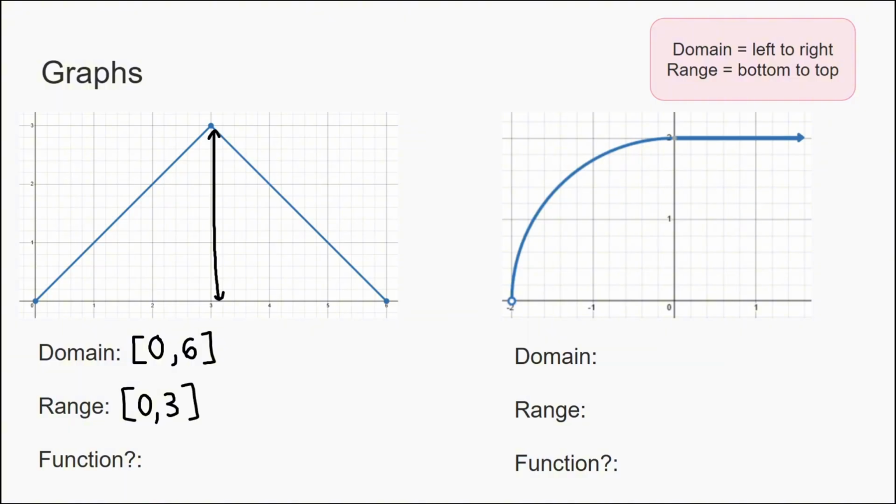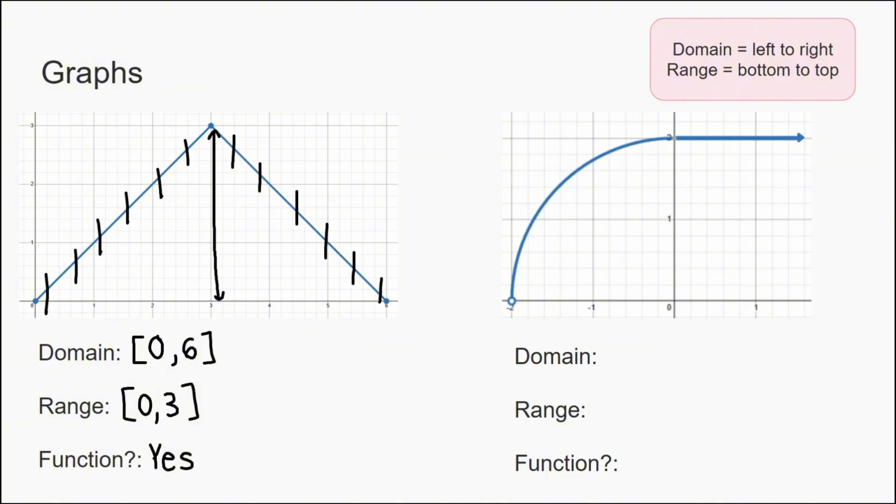Now, is this a function? Yes, it is a function because it passes the vertical line test. The vertical line test is the idea that to prove that only one input has one output, if you can draw any vertical line between the graph and have it hit the graph only once, then it's a function.